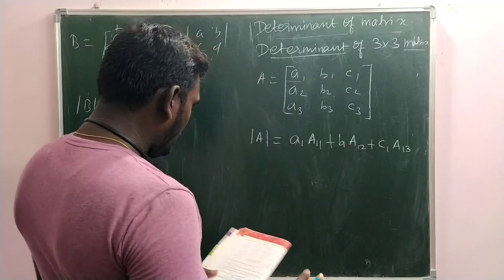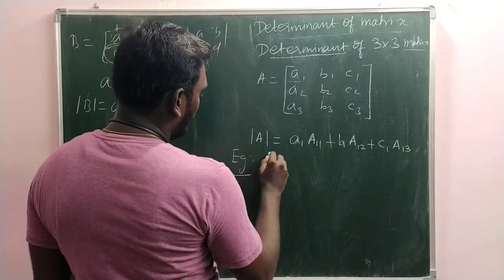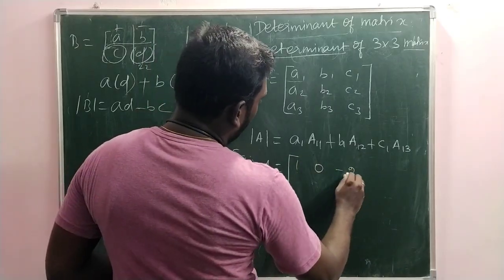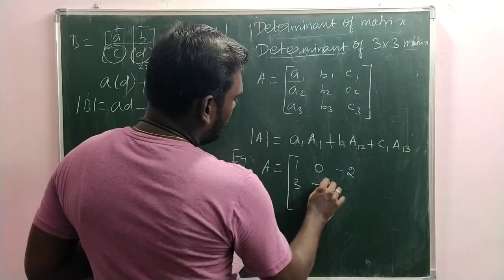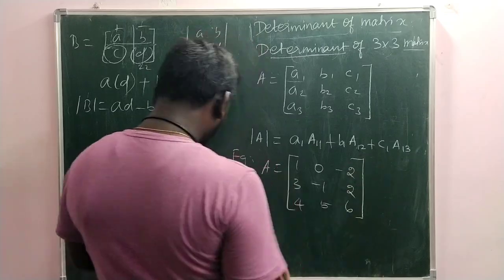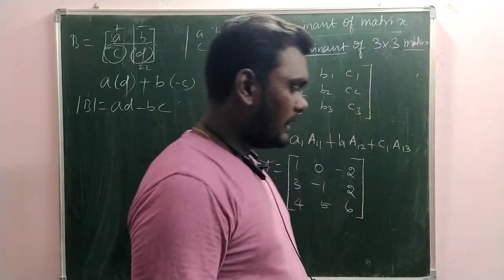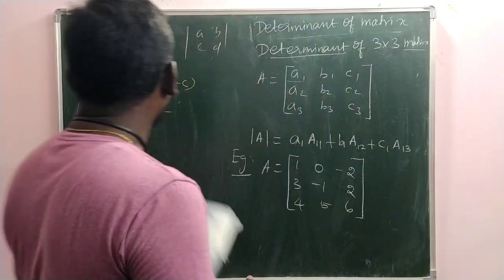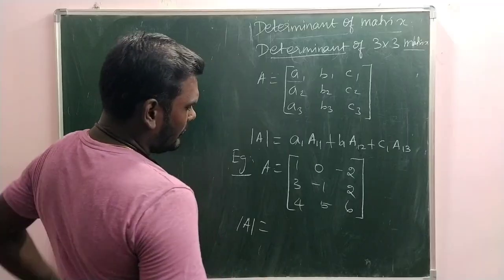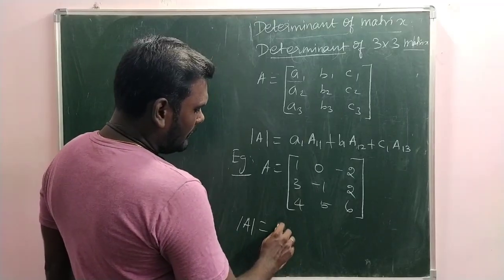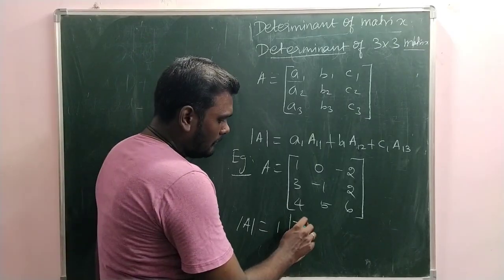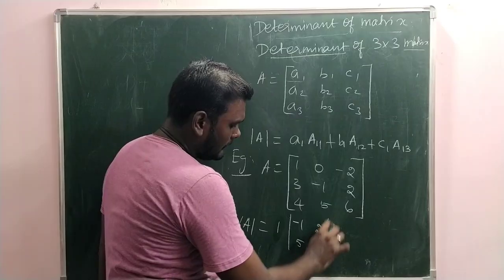See, let us take this example. The matrix A: 1, 0, minus 2; 3, minus 1, 2; 4, 5, 6. This is the given matrix, right? For this you should find the determinant value. So what I said, determinant means what? It is a sum of the product of first element into its cofactor. First element is 1, into cofactor of this 1, which is the determinant of minus 1, 2, 5, 6, right?